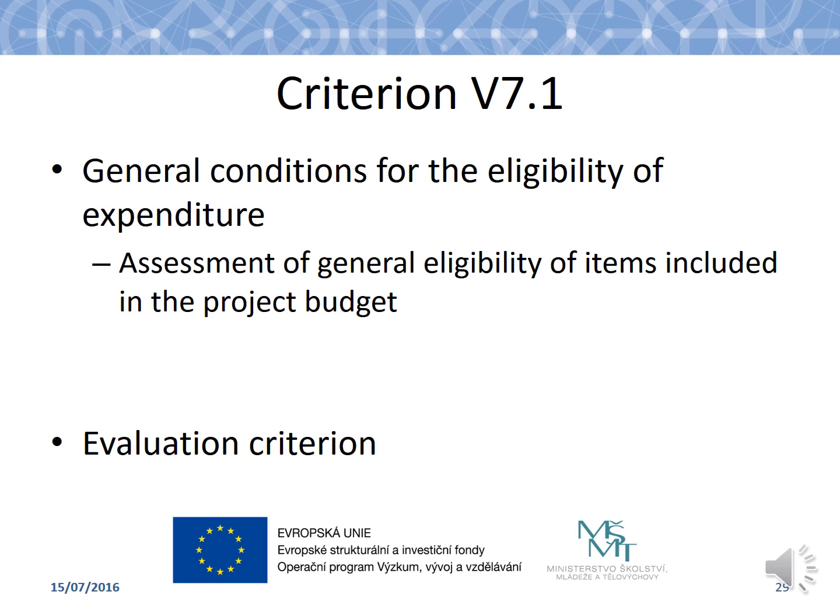Criterion V 7.1 general conditions for the eligibility of expenditure. That means assessment of general eligibility of items included in the project budget. If an item not meeting the general eligibility is identified, it's necessary to exclude the item from the budget. In the first round of evaluation, it's possible to specify in the budget cumulative figures for the acquisition of infrastructure. That means instrumentation or constructions. Infrastructure cost will be subject to a detailed assessment in the second round of evaluation.